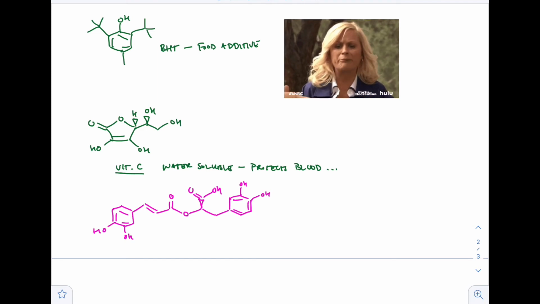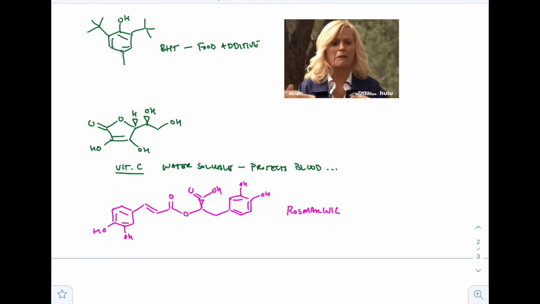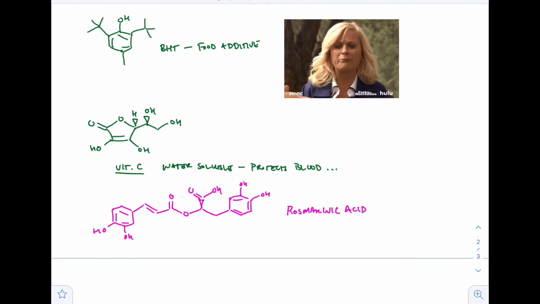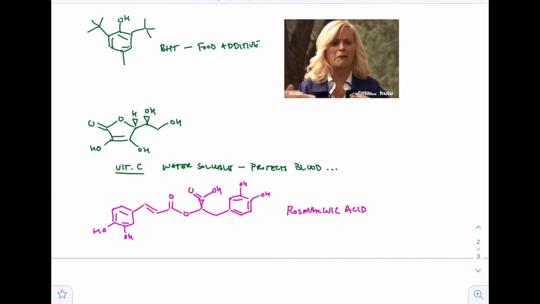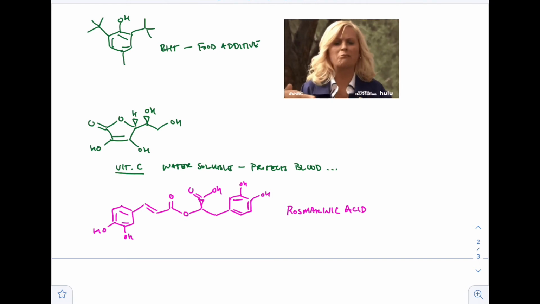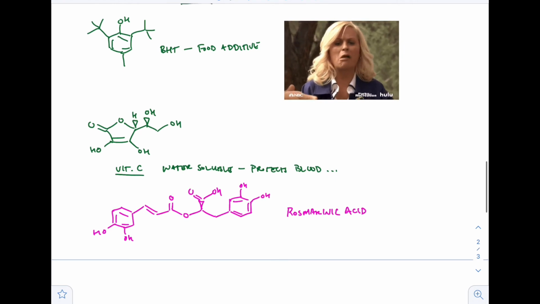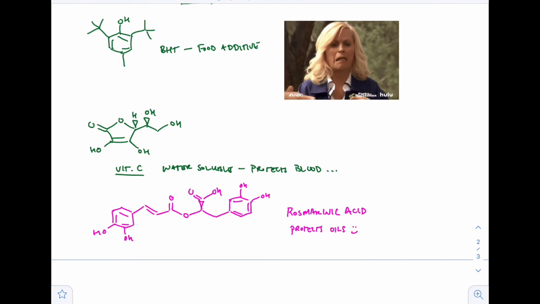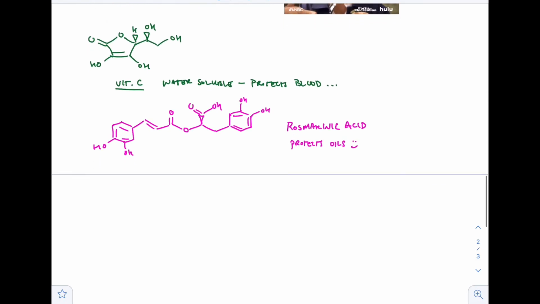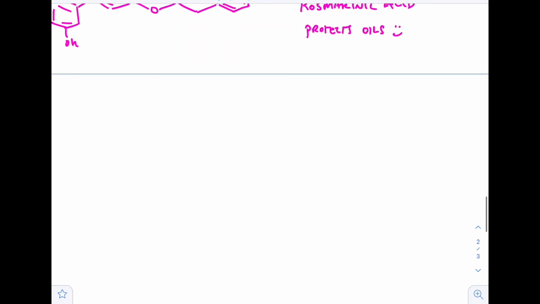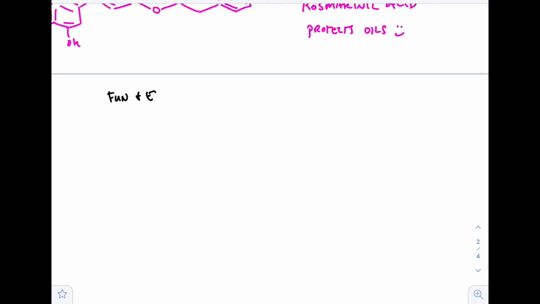But rosemary has a bunch of OHs on there, phenol functional groups. Well, not rosemary itself, but rosmarinic acid has that, which is in rosemary. And so this actually helps preserve your olive oil or your vegetable oils. Pretty neat, huh? Protects oils.